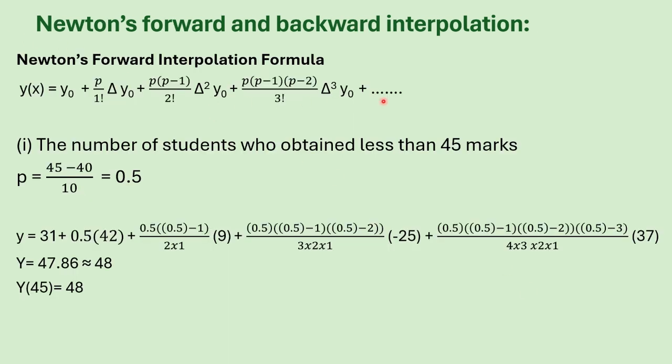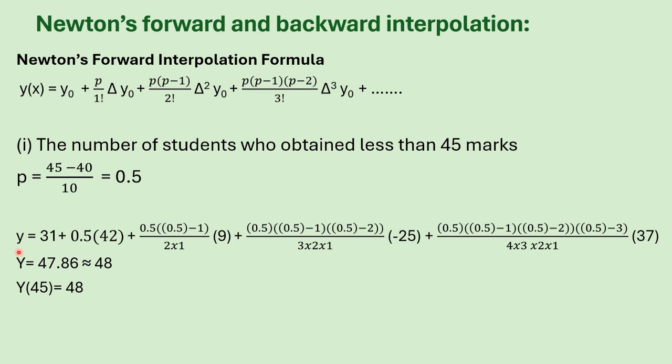So the first part of the question says the number of students who obtained less than 45. So here 45 is the value which has to be interpolated, which is x. Okay, so p is equal to x minus x naught, 45 minus x naught. X naught is given as 40, divided by h, the class interval, which is 10. Simplifying this is 0.5. Now we have all the values, we have to substitute in the formula.